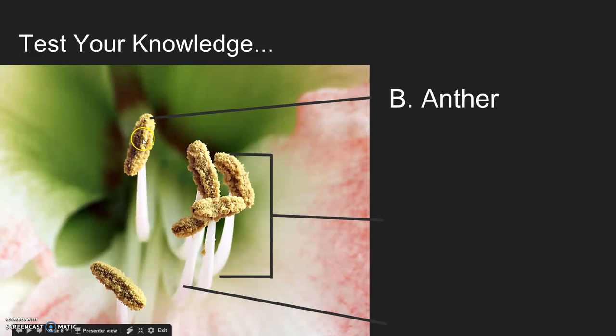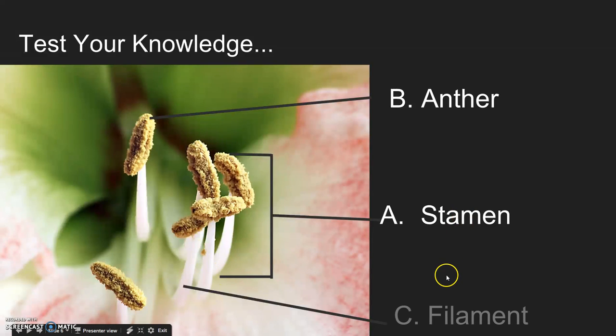So this top part here is the anther. This whole structure together is called the stamen, and the stalk that holds it up is called the filament. How'd you do?